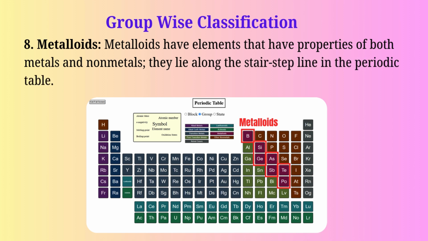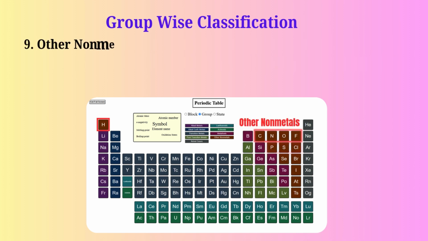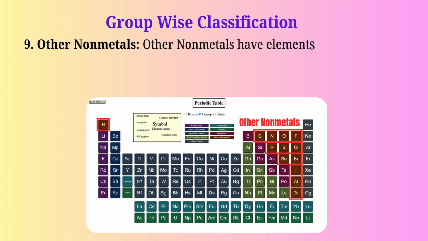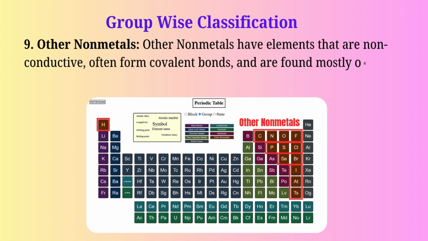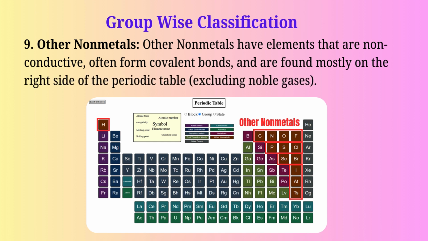Metalloids. Metalloids are elements that have properties of both metals and nonmetals. They lie along the stair-step line in the periodic table. Other nonmetals. Other nonmetals are elements that are non-conductive, often form covalent bonds, and are found mostly on the right side of the periodic table, excluding noble gases.